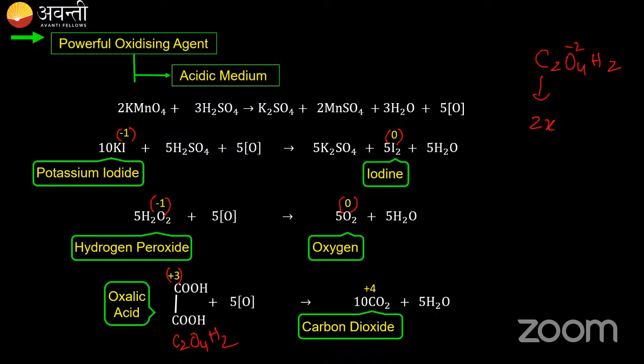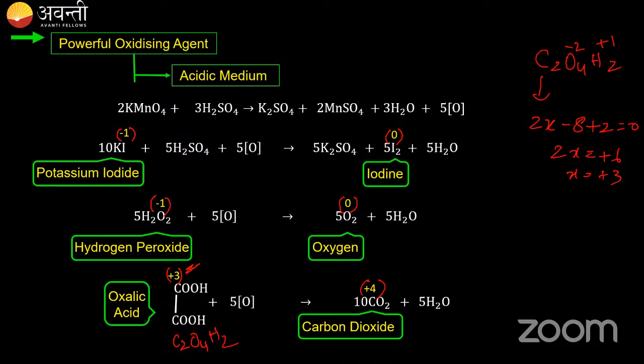4 into -2 is -8. For each hydrogen, we have to give +1, so two hydrogens give +2, and the total is equal to 0. 2X is equal to +6, and X is equal to +3. This is how we get the +3 oxidation state for carbon in oxalic acid. In carbon dioxide, we all know how to calculate. It is +4. So +3 to +4 oxidation.